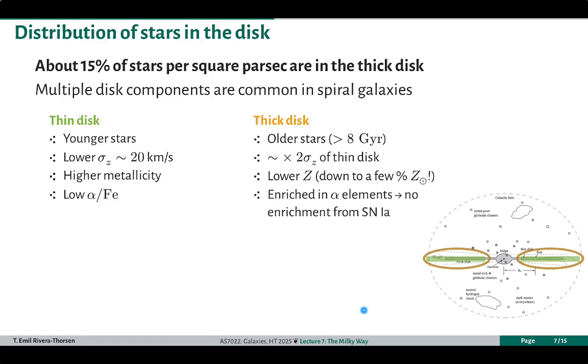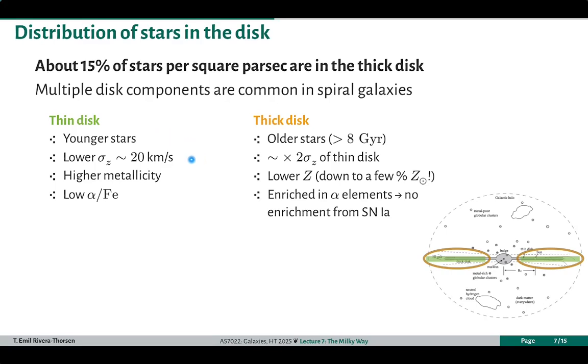About 15% of stars per square parsec are in the thick disk. So if we take a look from here and down and do the projected surface density of stars, then about 15% of these stars are in the thick disk, even though the thick disk has a 3 times higher scale height. So that should again tell us that the thick disk has a much thinner and fluffier stellar population than the thin disk.